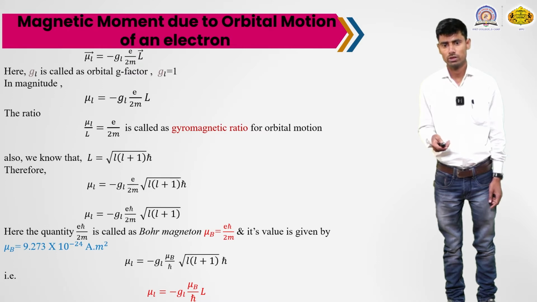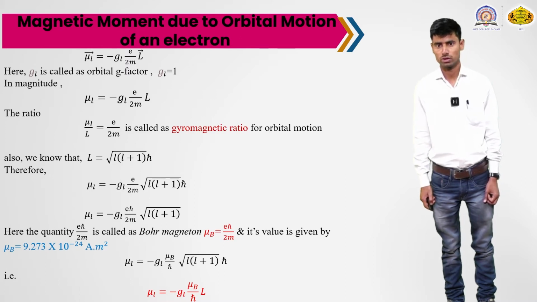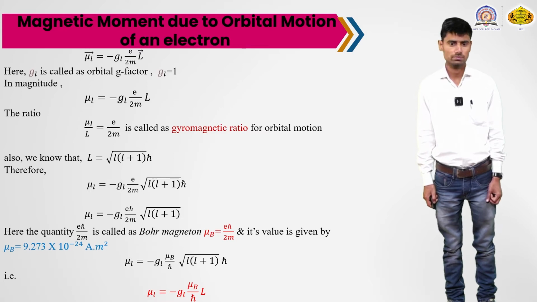9.273 into 10 raised to minus 24 ampere meter square. The unit of this μB is the same as μL, that is magnetic moment. So it is a fundamental magnetic moment associated with the electron due to the orbital motion. So μB equals 9.273 into 10 raised to minus 24 ampere meter square in SI unit.